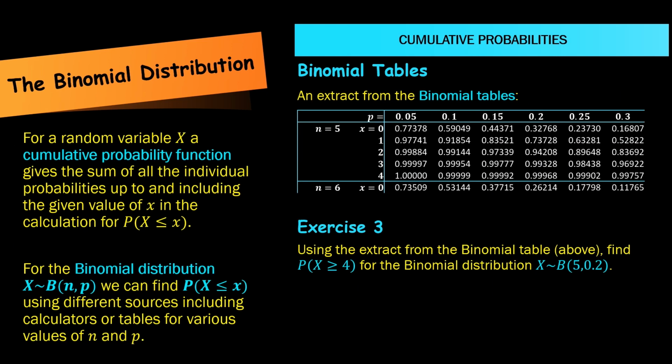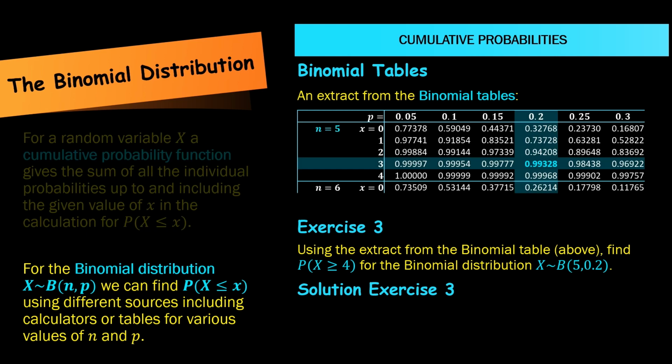And now let's solve exercise 3. Using the extract from the binomial table on your screen, find the probability that x is greater than or equal to 4 for the binomial distribution x distributed binomially with n equal to 5 and p equal to 0.2. So let's solve this.